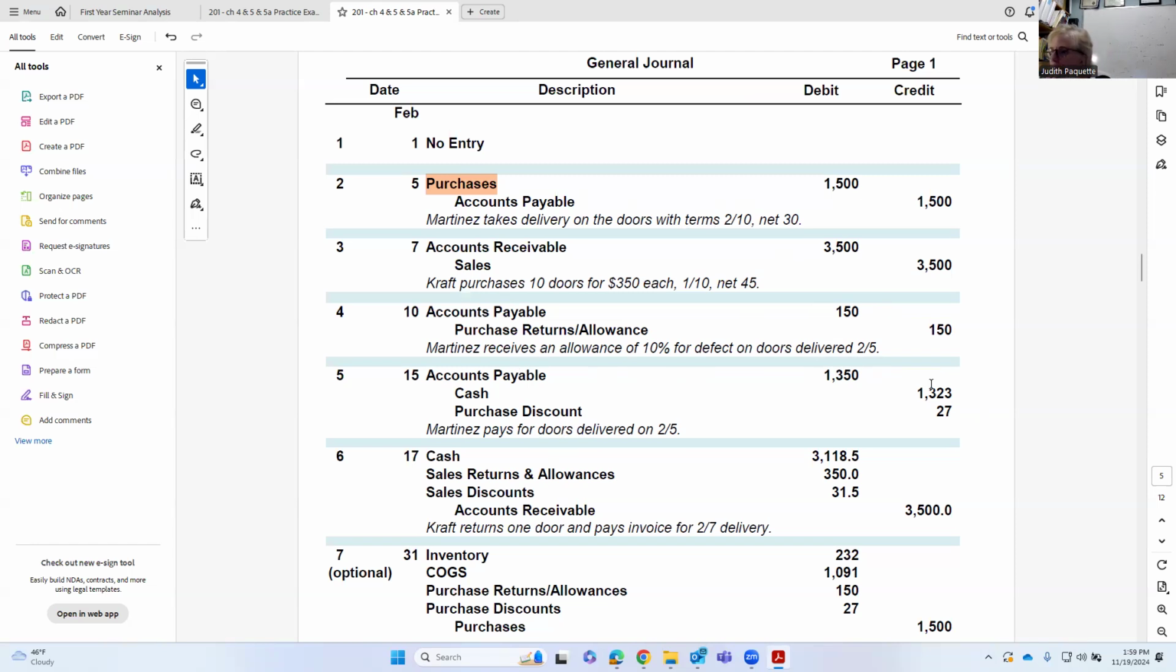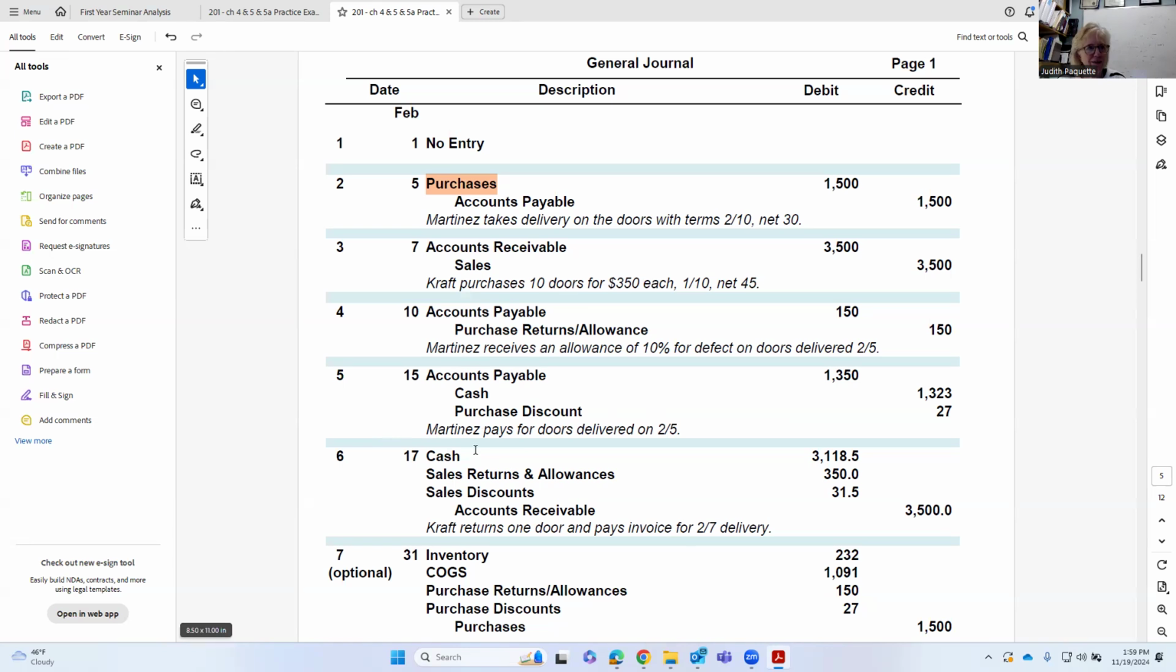Okay. On the exam, can we shorten returns and allowances to R and A? Absolutely, but don't just call it R and A, because you need to put that purchase. So you can say PURCH R and A. And then down here, you can have sales R and A. That's fine. Okay. All right.